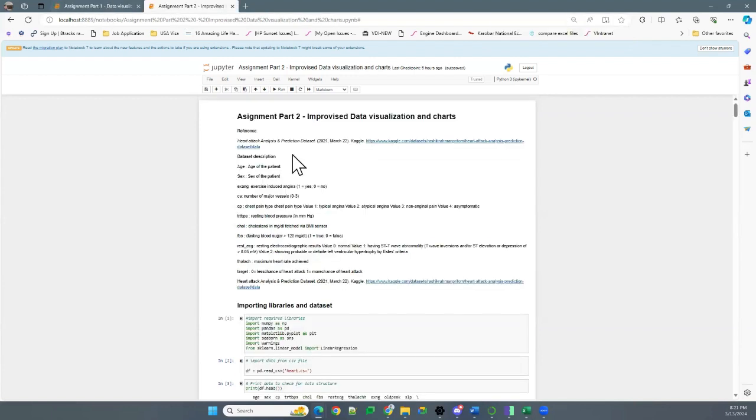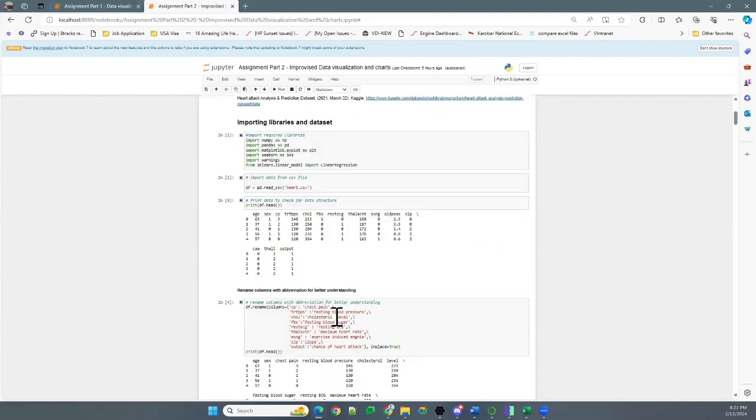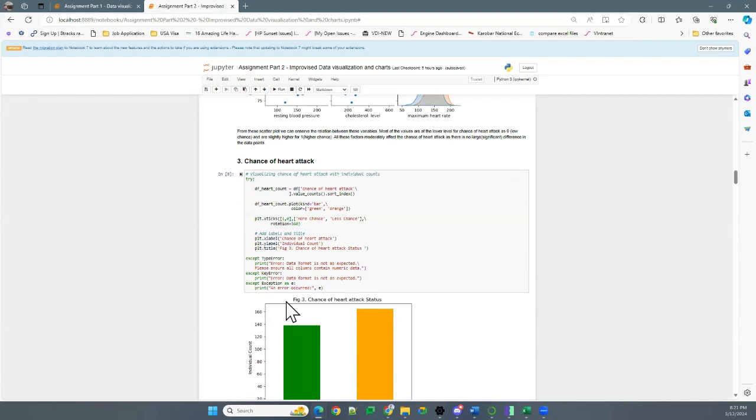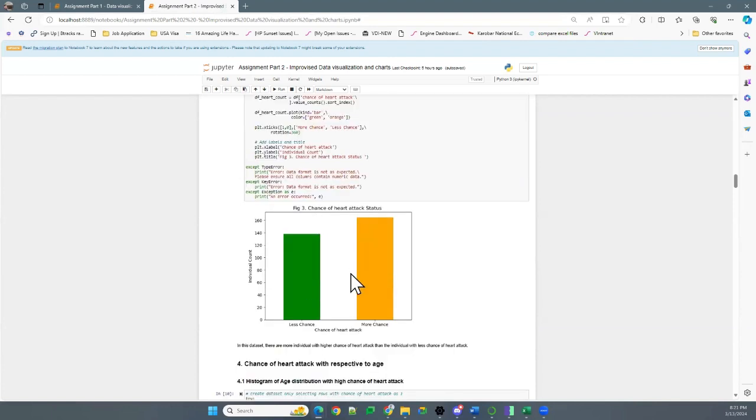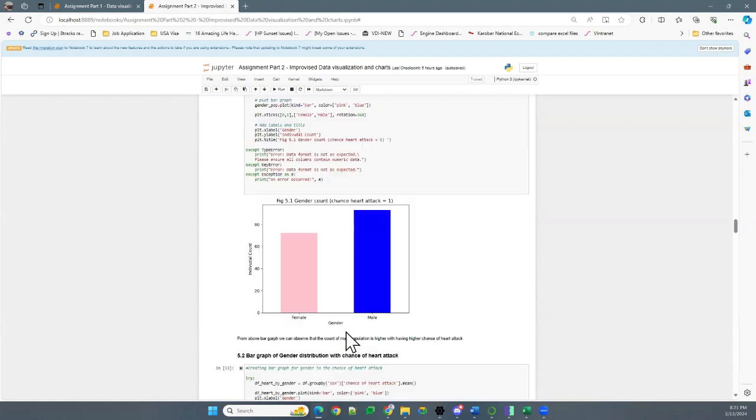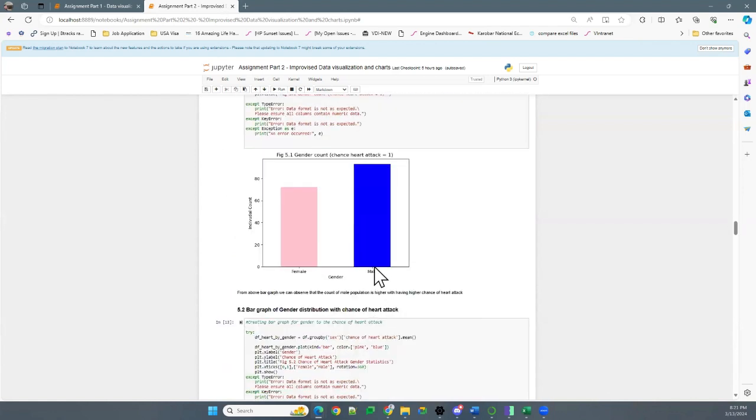It's similar to assignment part 1, only the crucial elements I have kept here. If we see this graph over here, we can see there are two different colors for distinguishing between less chance and more chance of heart attack. So these are the improvisations that I did from the visualization that I had created earlier. I have rotated these values. Before, these values were vertical and I made them horizontal. I changed the color. I added the figure number as well so that it will be easier for me to describe it in the document.